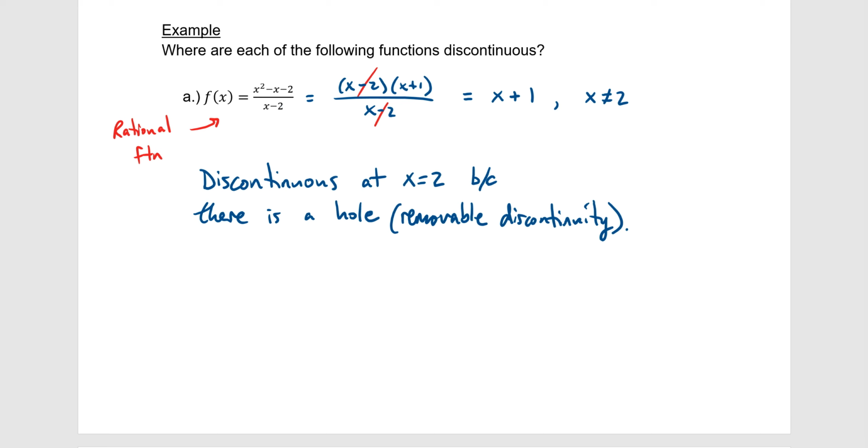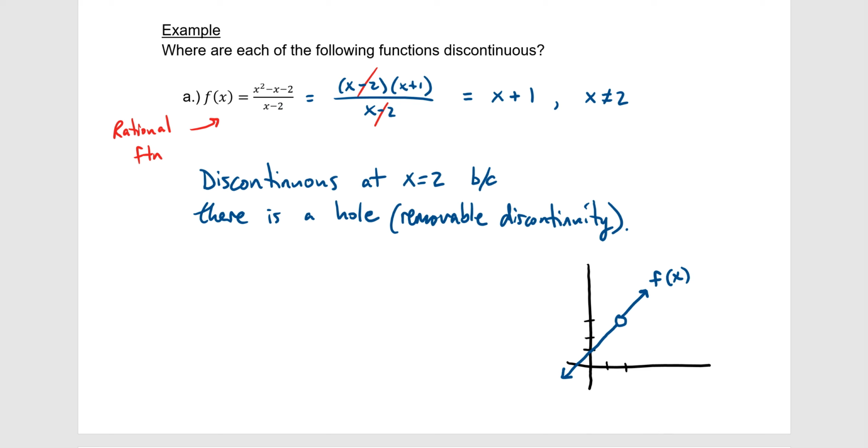We could also just draw a real quick sketch of this to see what it looks like. We know x plus 1 will look something like this. It has a slope of 1, y-intercept of 1, and then we can see that there's a hole at 2, so it just does not exist at 2.